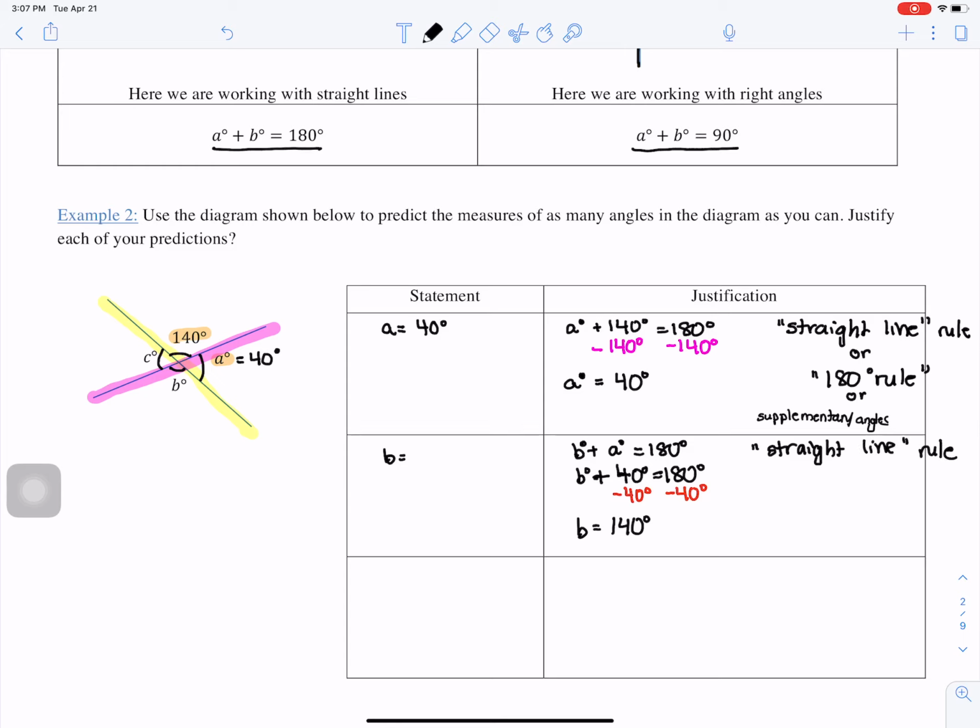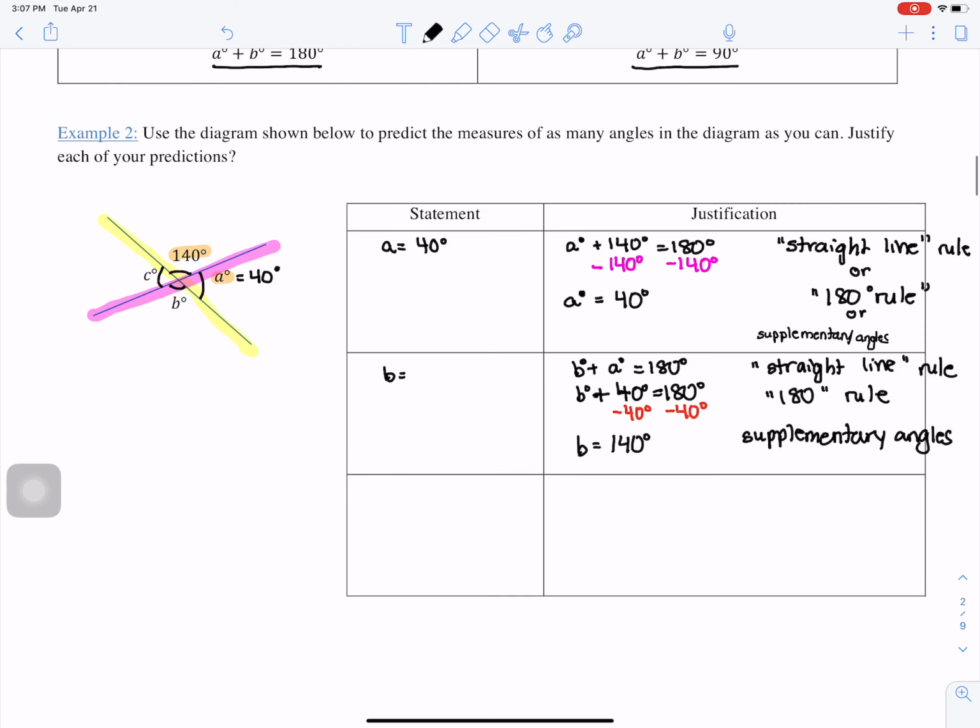Okay, or you can justify it with the 180-degree rule, or you can use the proper terminology and call it supplementary. I would accept any one of these from you guys because, again, sometimes remembering a familiar name is better than remembering the fancy name for it. So B is 140 degrees.